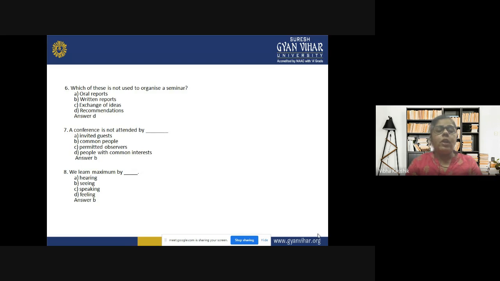Now, the eighth one, we learn maximum by. Options are A, hearing, when we hear something, B, seeing, when we see something, C, speaking, when we speak something, and D, feeling, when we feel attached to that particular thing. So these are the options, students. Now you have to select the correct answer on the basis of the given options. And the correct answer will be option B. That is, we learn maximum by seeing.